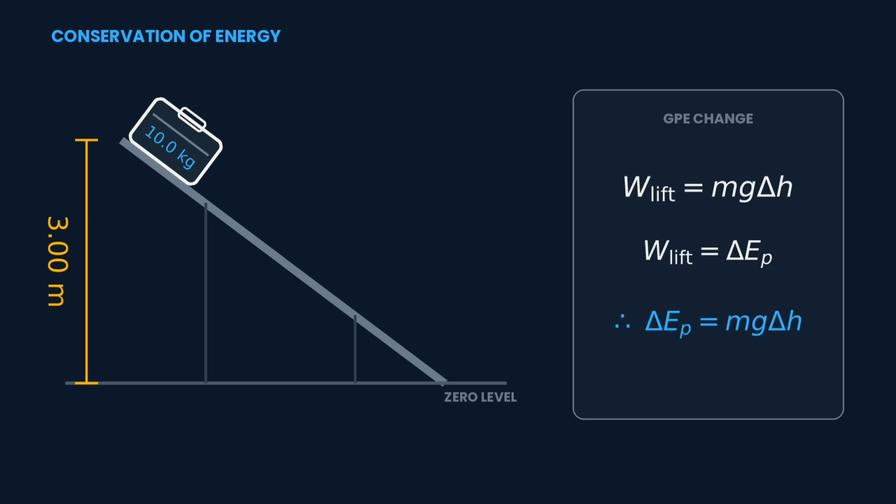This follows from work. Lift the case vertically at a constant speed, ignoring other effects. An upward force of magnitude mg acting through Δh does work mgΔh, increasing gravitational potential energy by the same amount.